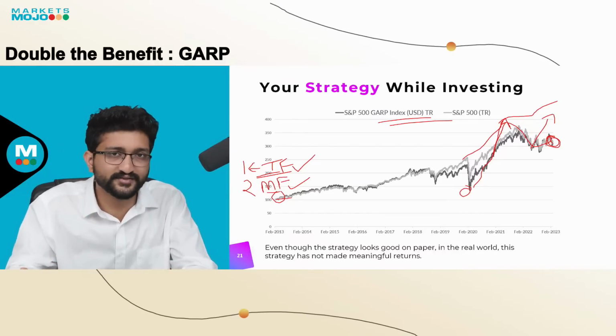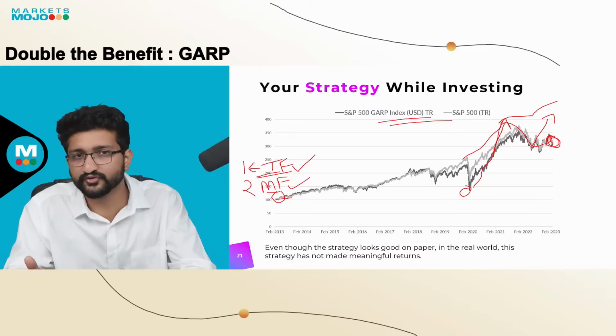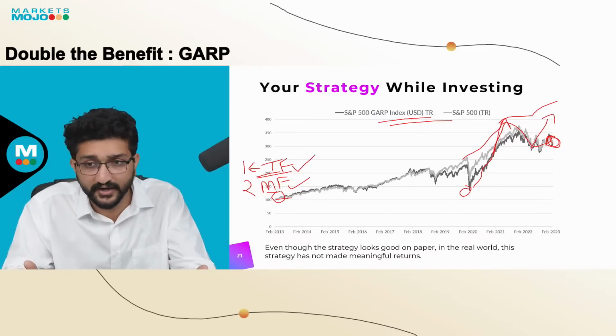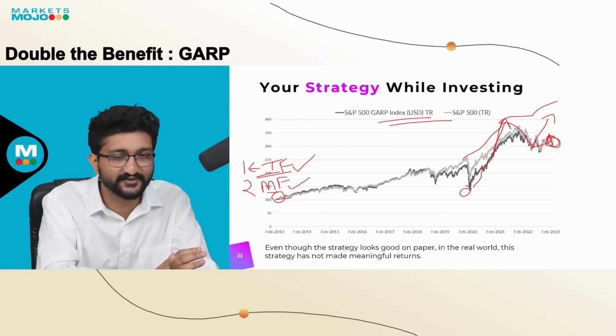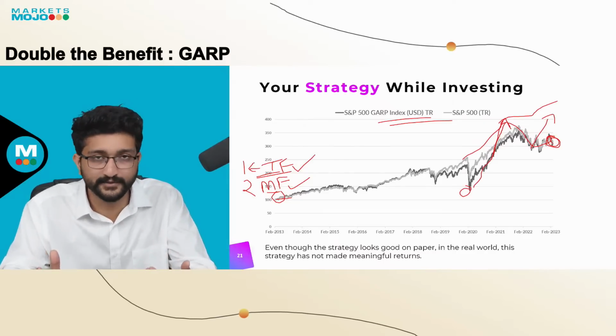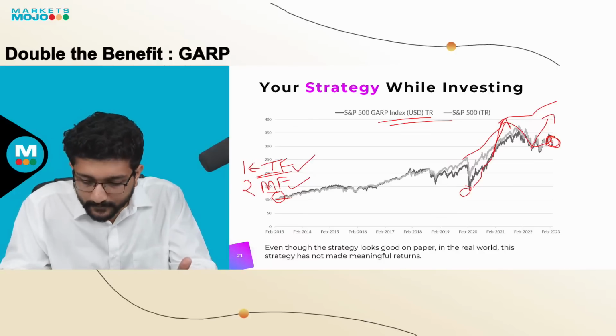Now going forward, will the same thing continue? Will GARP stocks not do well? That's something even I don't have any idea of. But when you're investing, please understand, past is not that great for the GARP model. Future might be good. Okay, I'm leaving a question mark over there.